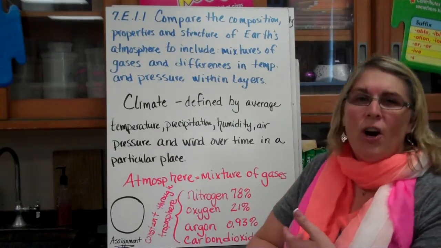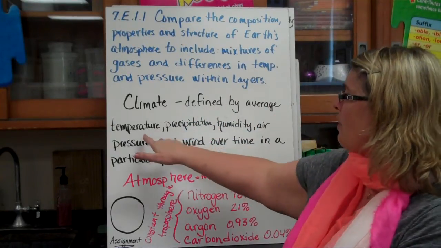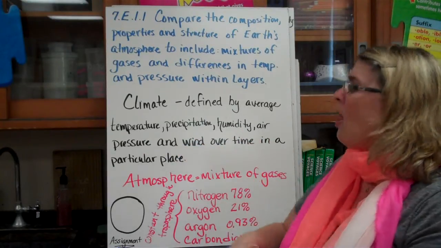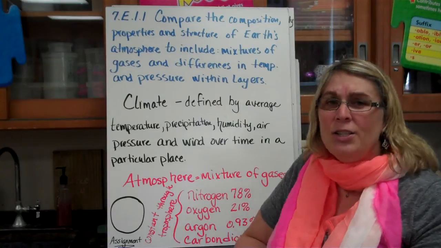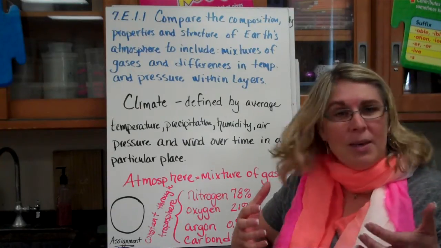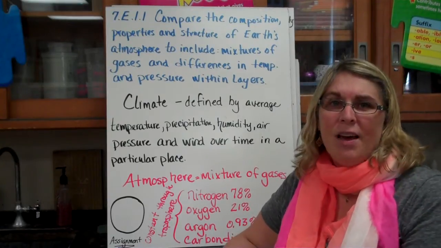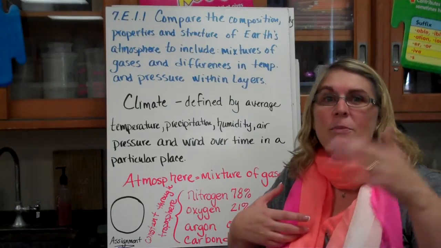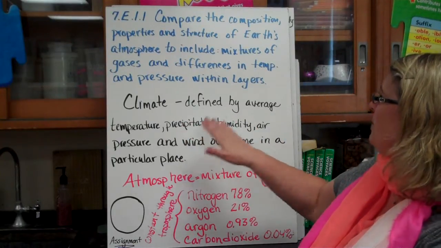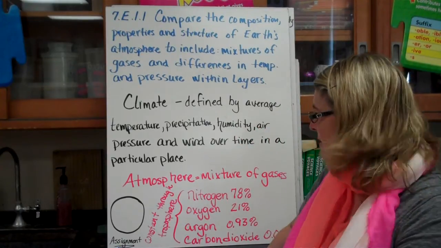Now the first thing is you've heard of the word climate, but a climate is actually defined by the average temperature, precipitation and humidity, air pressure, and wind over time in a particular place. So North Carolina, the western part of North Carolina, has its own climate, and you go to the beach and you have a different climate. You go north and you have a climate. You go south. Even if you go from here to Boone, you've got different climates going on, and it's all defined by the average temperature, precipitation, humidity, air pressure, and wind over time in a particular place.